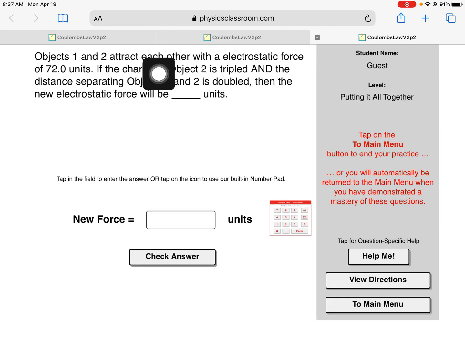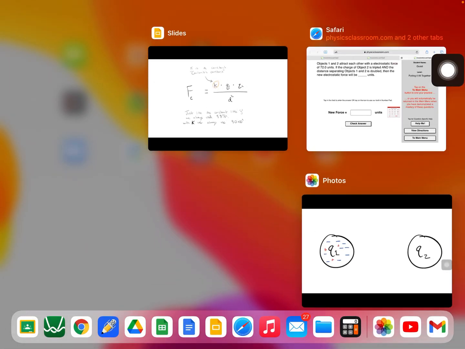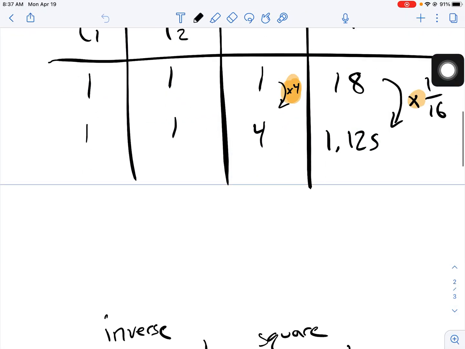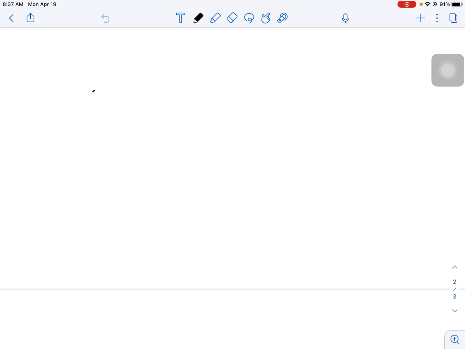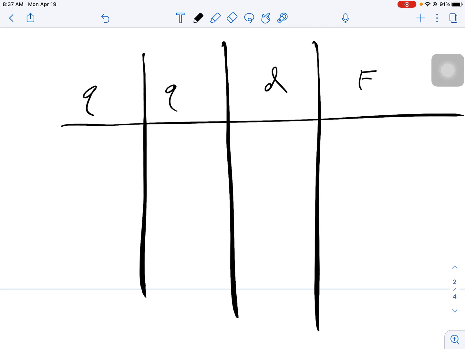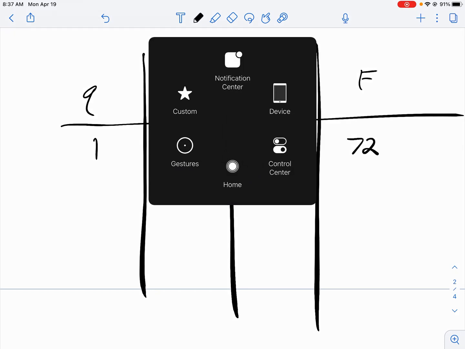Last problem. Objects 1 and 2 attract each other with an electrostatic force of 72 units. If the charge of object 2 is tripled and the distance separating 1 and 2 is doubled, then the new electrostatic force will be how many? First step, let's make our QQDF chart. I just invented this, you guys. I think it works though. It's just a data table, really. And they said that the force was 72 units. And then remember, we're just going to pick numbers. That's our strategy. You do it in math all the time.